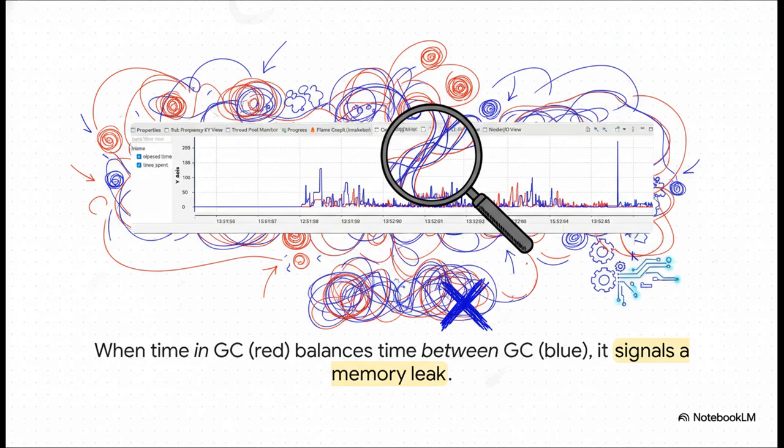Instead of just watching memory go up, it watches the behavior of the garbage collector. See, in a healthy app, the time between cleanups, that's the blue line, should be way longer than the time spent cleaning up, the red line. But look here, the two lines are starting to cross and get tangled up. That pattern is a dead giveaway. It's a massive red flag for a memory leak.